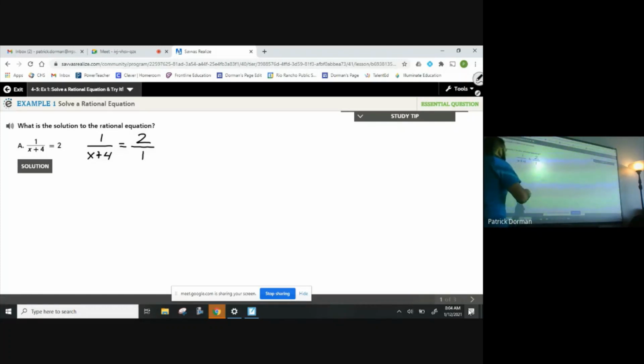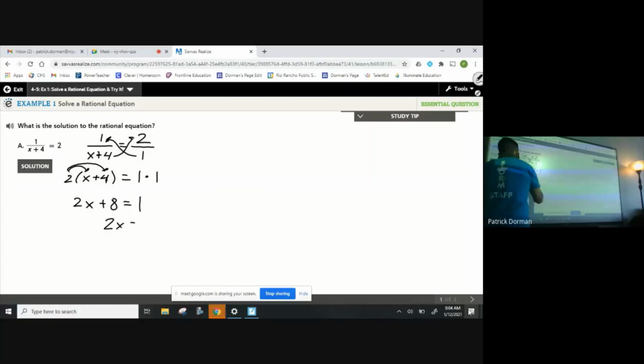But the way you saw these in the past was you were supposed to cross multiply. So you multiply 1 times 1, and that would go on one side, right? And then on the other side, you would multiply 2 times x plus 4, and that would go on the other side. You would distribute your 2. So 2 times x is 2x, 2 times 4 is 8, 1 times 1 is 1. And then you've just got a simple linear equation that needs to be solved at this point. So I'll subtract 8 from both sides and divide both sides by 2. And we get the answer of negative 7 halves.